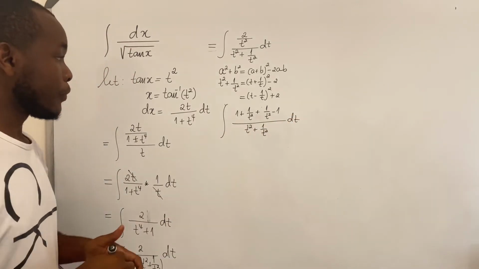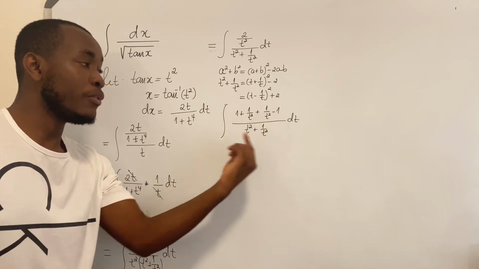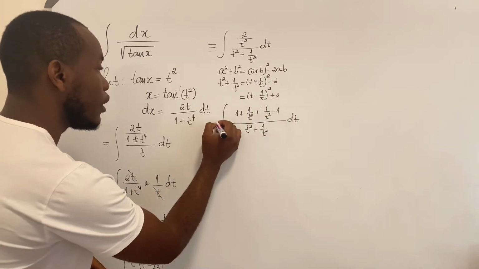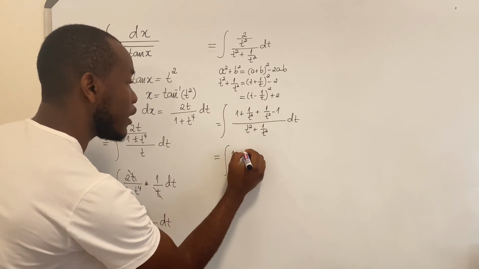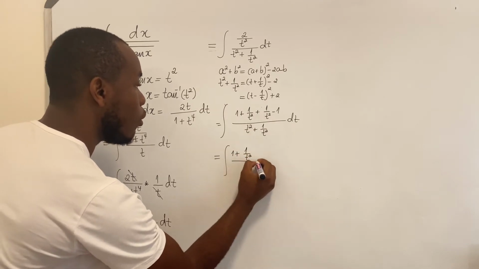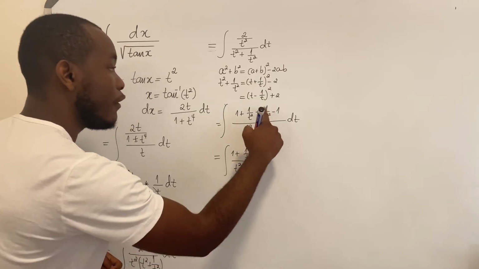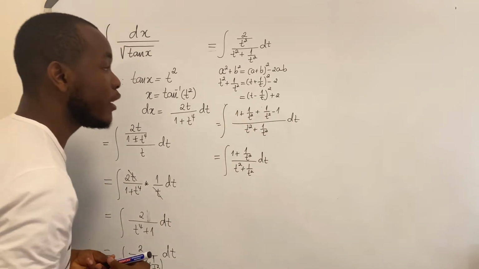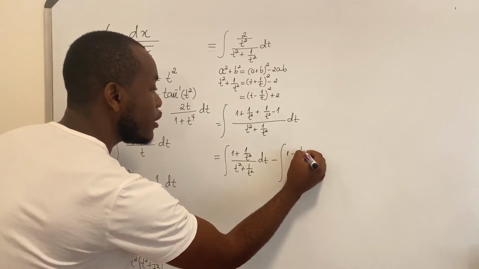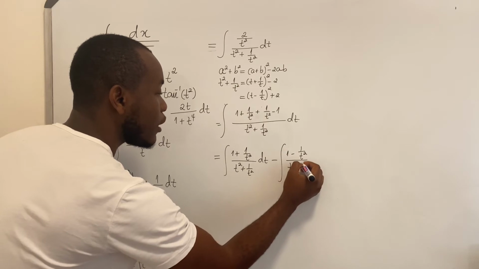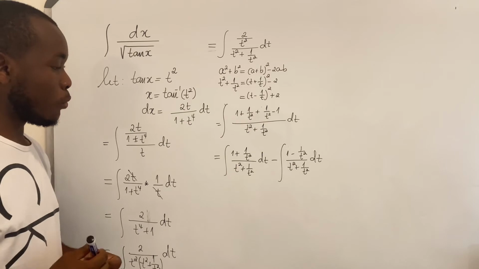Now, the thing is, I can separate this expression with the denominator and this expression with the denominator. So, if I do so, then what I'm going to get is 1 plus 1 over t squared over t squared plus 1 over t squared dt. If I factorize negative 1 there, then I'm going to have minus integral of 1 minus 1 over t squared over t squared plus 1 over t squared dt. Okay, perfect now. So what do we do now?